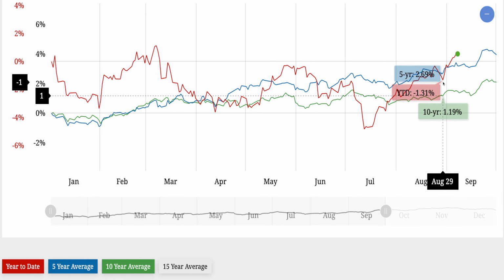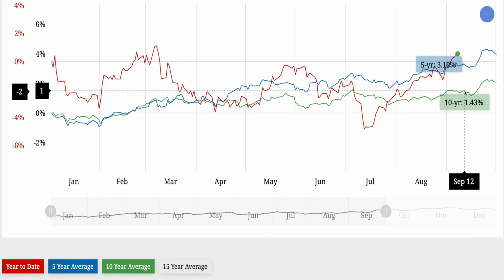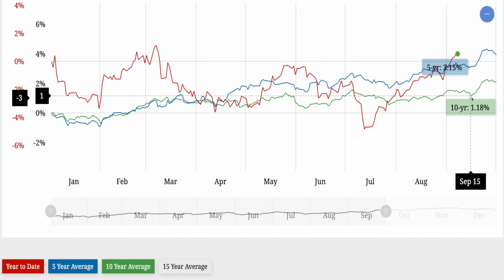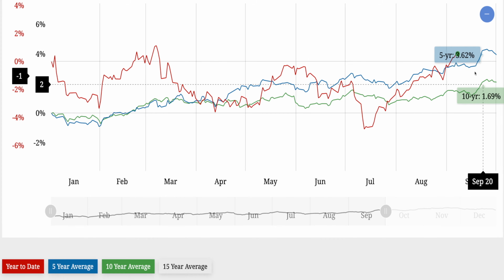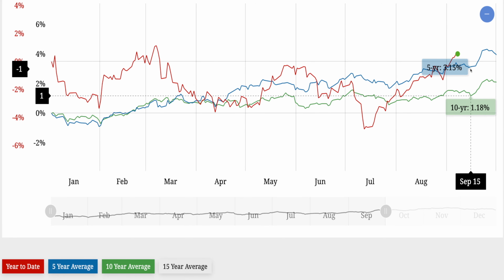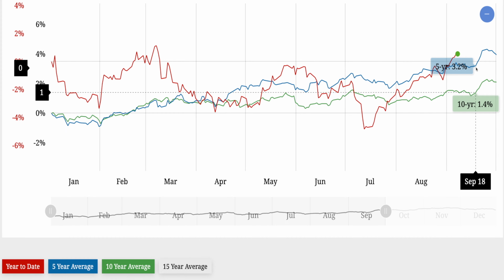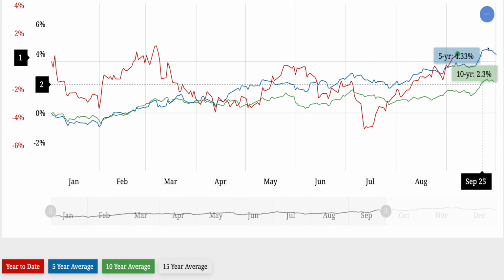Using the 10-year, you can see that it kind of goes sideways and then it dips, but somewhere from the 15th, it starts rising again, grinding higher. It looks like the 5-year gets it around the 15th, but then on the 5-year, on the 18th of September, that's when it really starts moving.